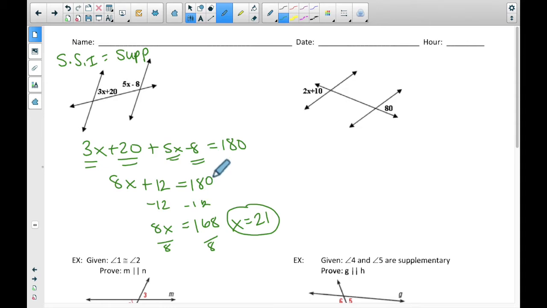So just a couple things. Same side means supplementary, means I add up to 180. When you have all the stuff on the same side of the equal sign like this, you just combine them together, combining like terms. We combine our 3x and 5x, and we combine our 20 and our negative 8.